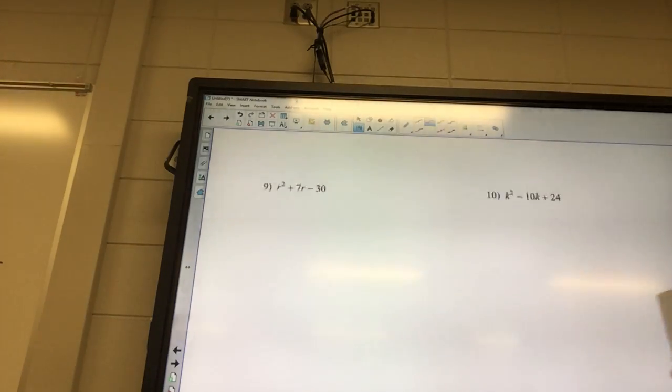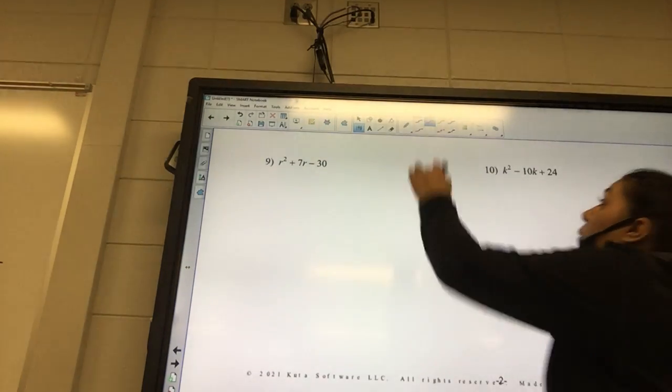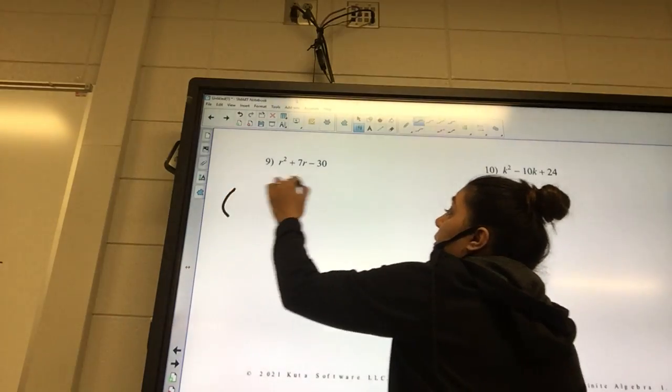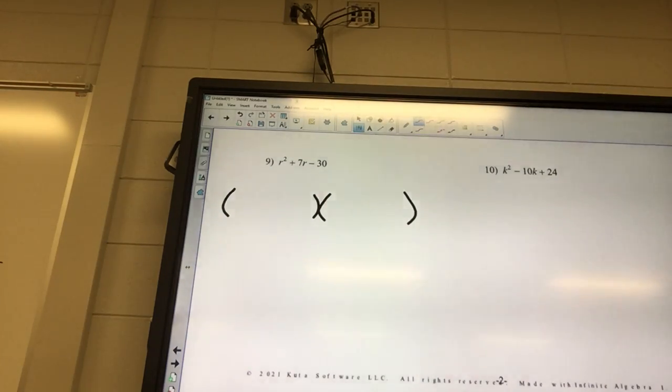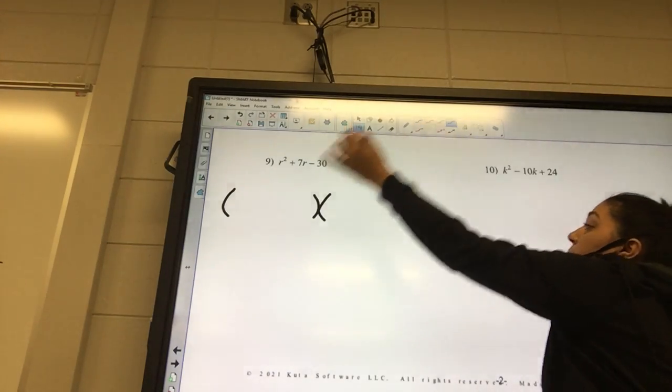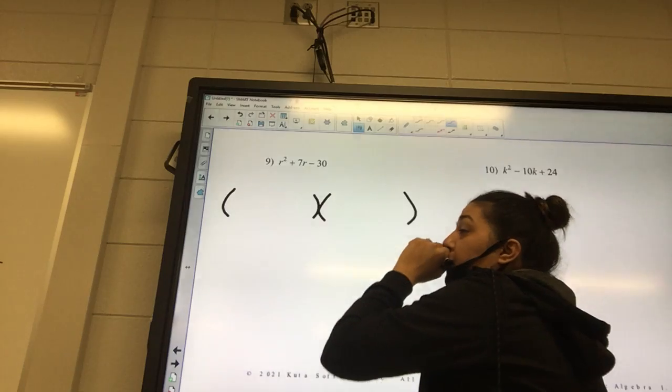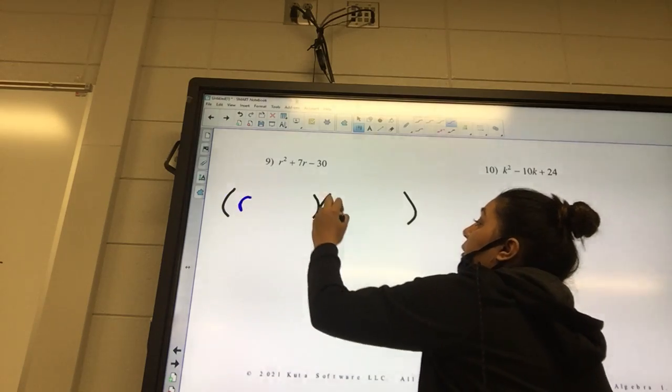Alright, let's look at number 9. Okay, so we're going to draw parentheses. We cross off 7 too. Okay, so we can fill in the R's, right? How many R's do we have? 2. So we got 1, 2.